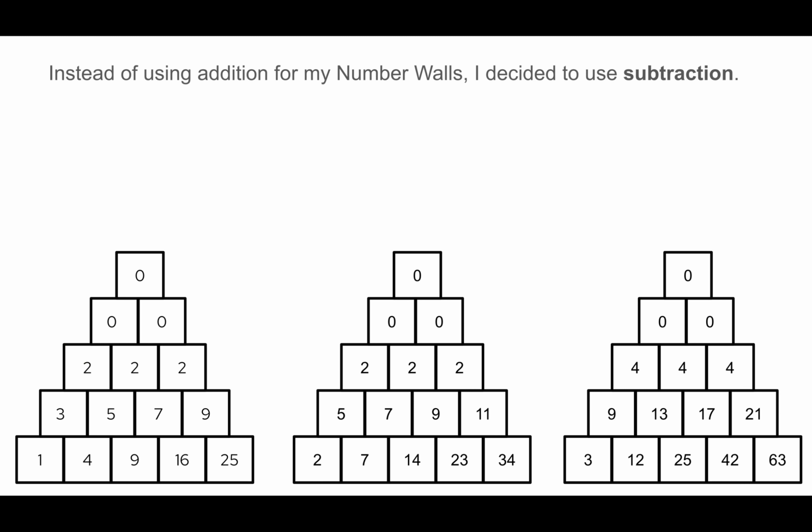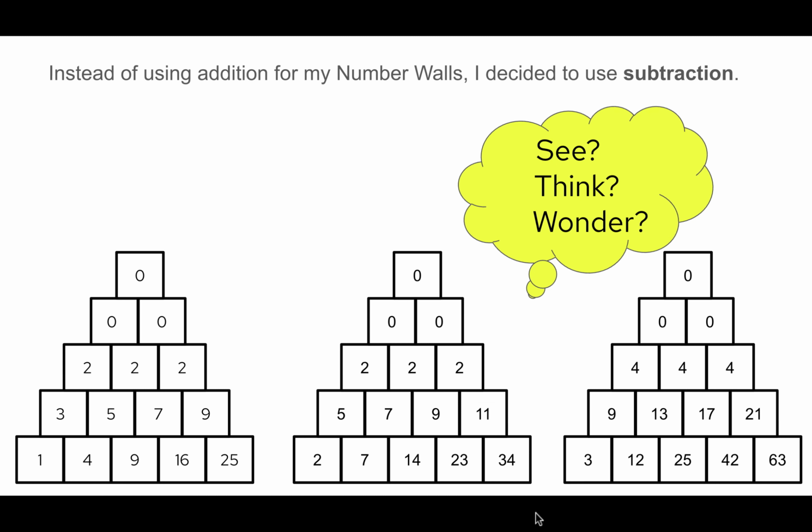So what I did is I created 2 additional number walls, but this time instead of adding, I used subtraction. So I said 4 minus 1 is 3 and 9 minus 4 is 5, etc. And I did the same thing with the other 2. So what do you see, think, or wonder? You might want to pause the video here.